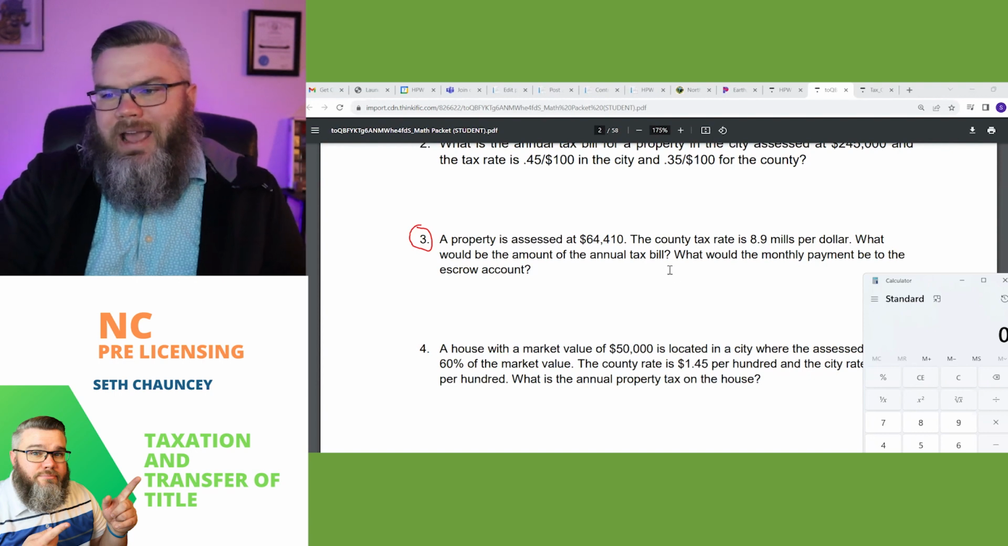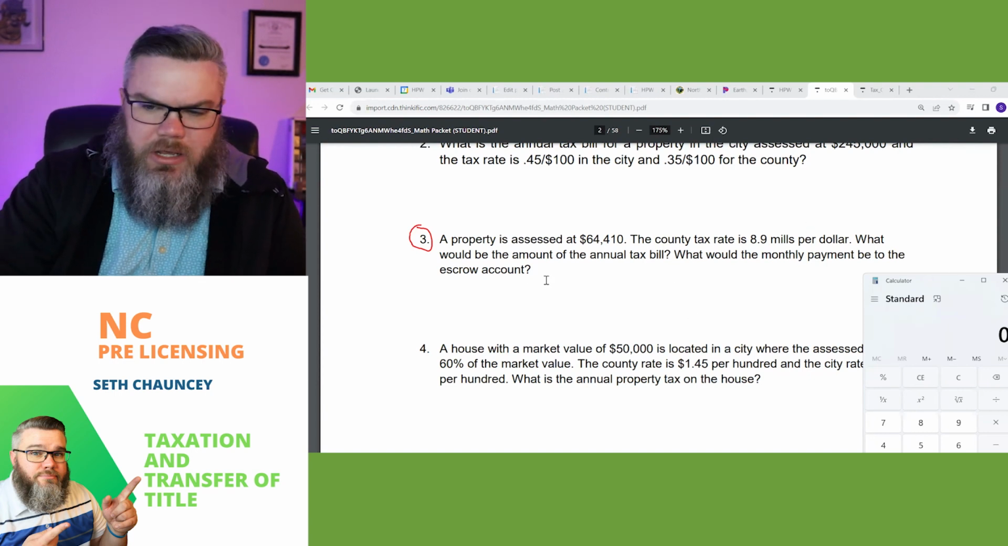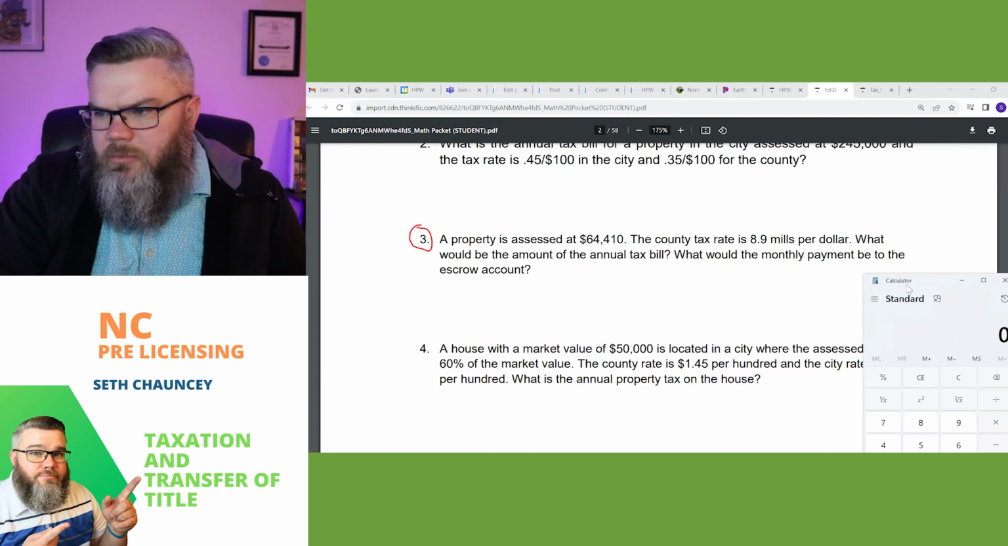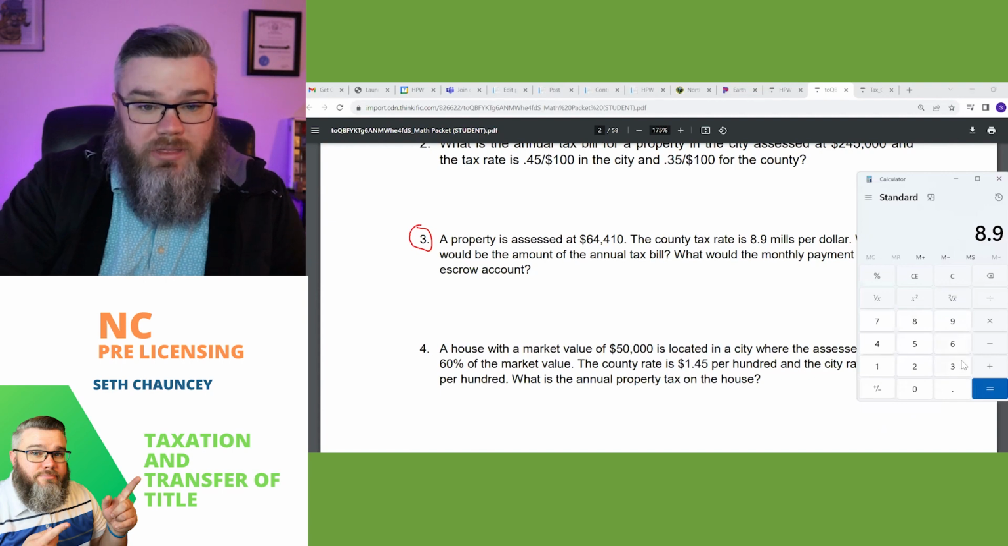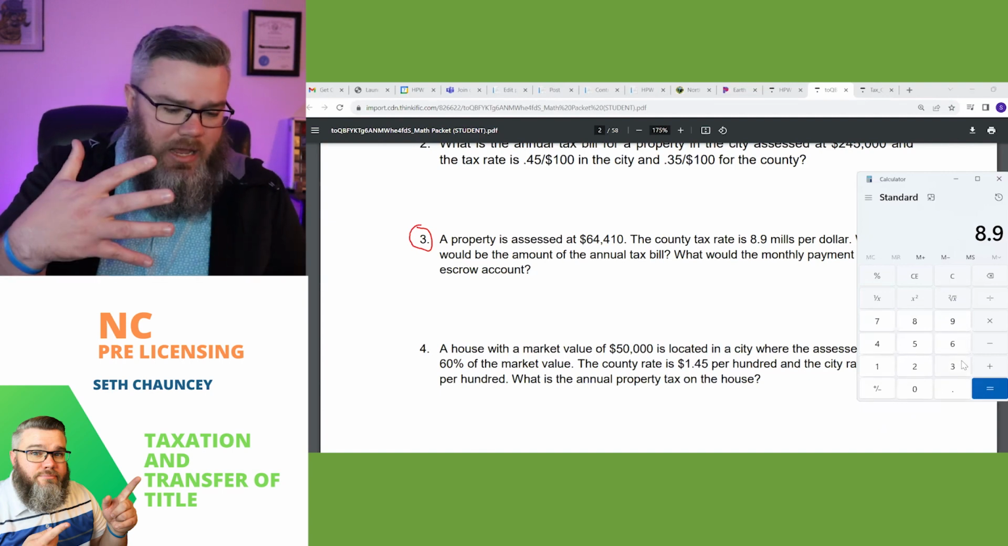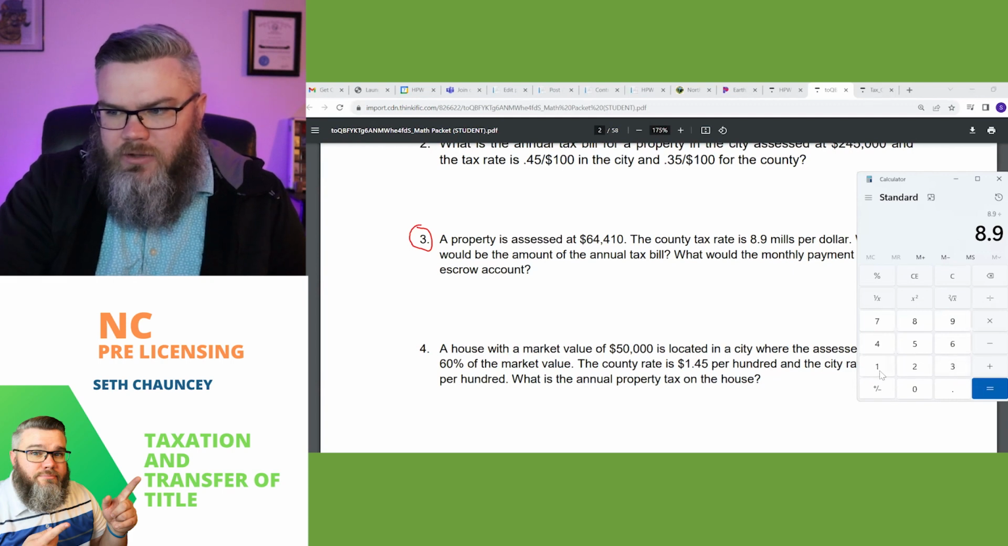What would be the amount of the annual tax bill, and then what would the monthly payment to your escrow account be? And I'll explain escrow accounts more later. But your 8.9 mils is per 1,000, so you owe the tax assessor $8.90 per 1,000. But if you just take that and divide by 1,000, you've converted it to your per dollar rate. Per dollar rate times your assessed value of $64,410.